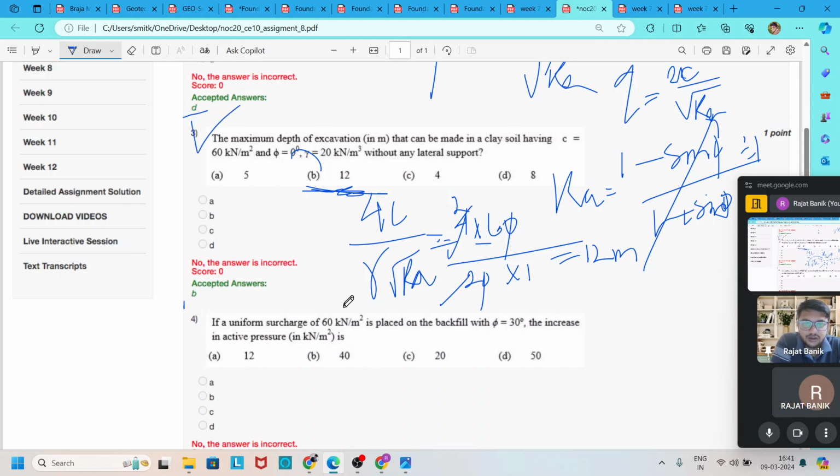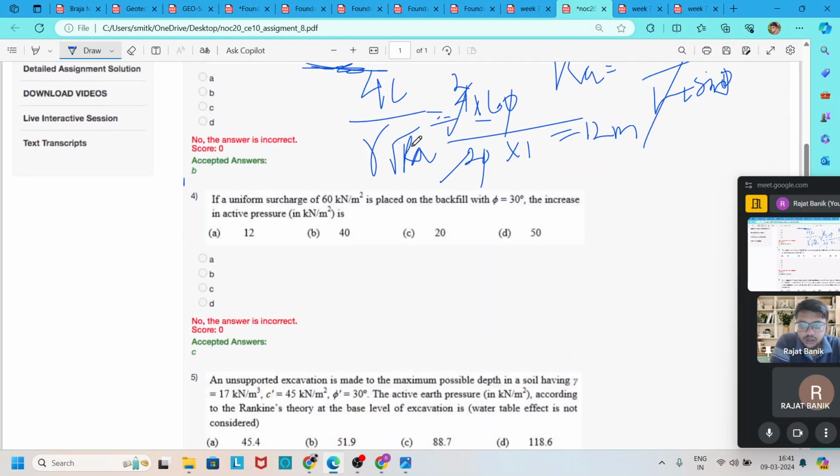I think it is fine for everyone. For any type of C-phi soil, the maximum depth we can excavate without any support is 4C over root of K into gamma, or we can say 2 times the tension crack depth. I think it is understood by everyone.